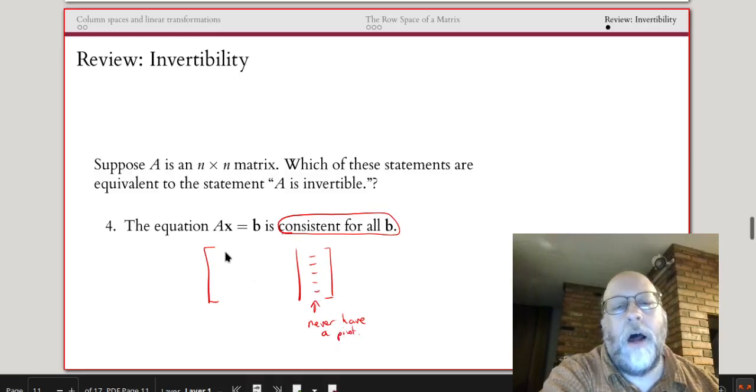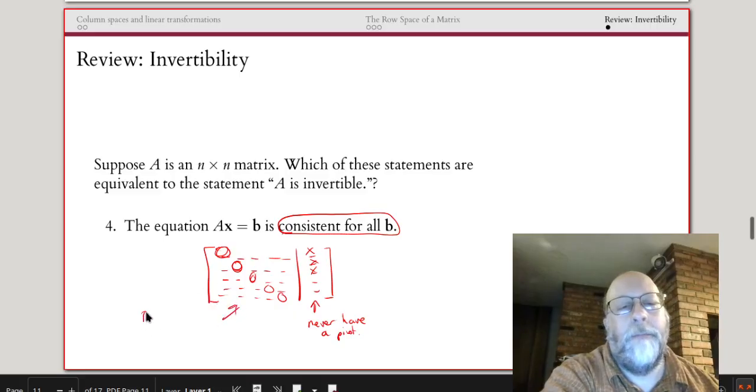in the augmented column, and that's because in the coefficient side of the matrix, we have a pivot before we get to the augmented column in every row. This can't be a pivot because we already have a pivot in this row. This can't be a pivot because we already have a pivot in this row. And so on and so forth. That means we have a pivot in every row of A.